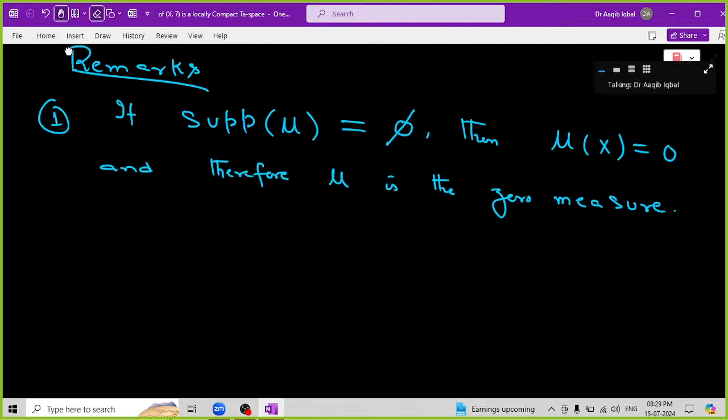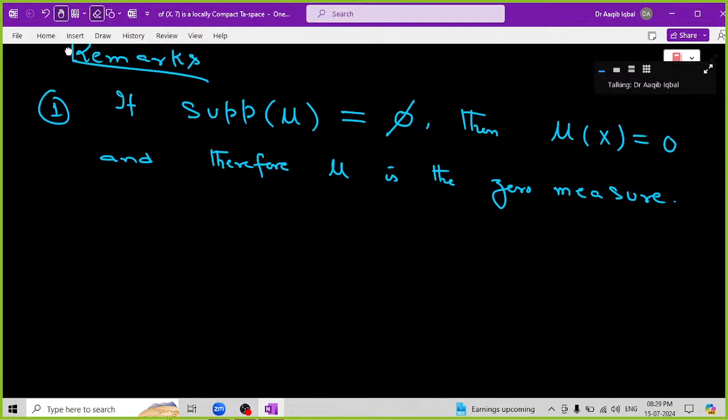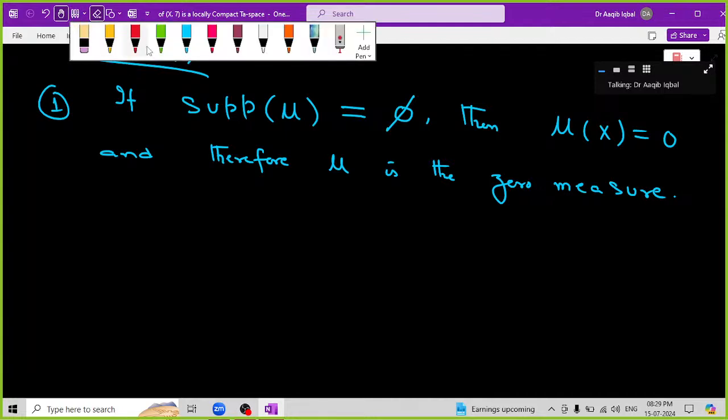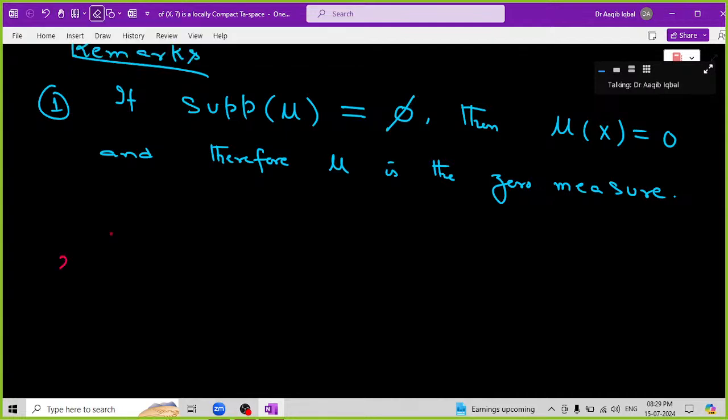ये कोई interesting scenario नहीं है फिर, because in this case this measure turns out to be the zero measure. Now we'll examine this scenario. If the support of mu is X, इस केस में it's actually an interesting situation. However, when the support is X, the underlying set, in this case we actually have some nice things. यहाँ कुछ अच्छी चीज़ें होती हैं.